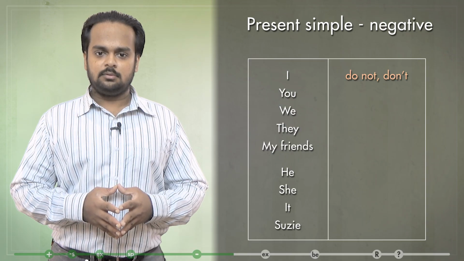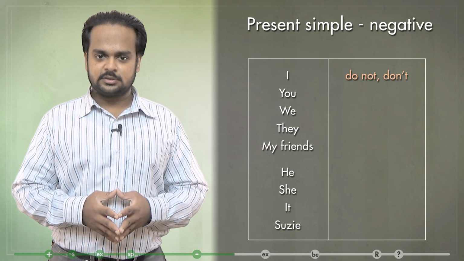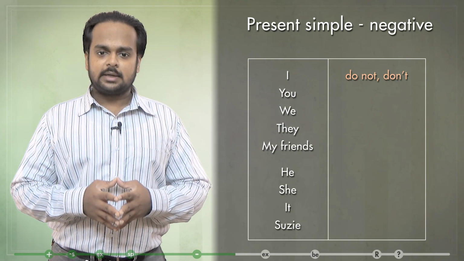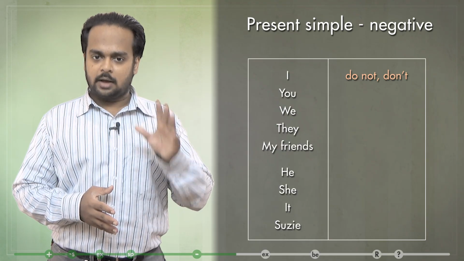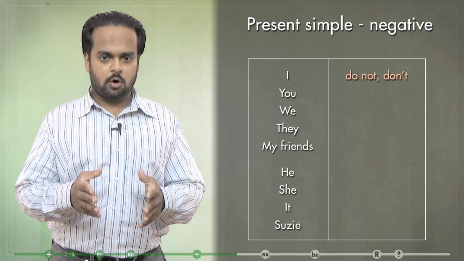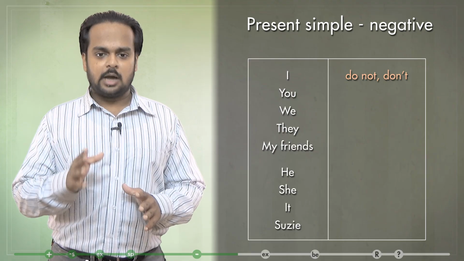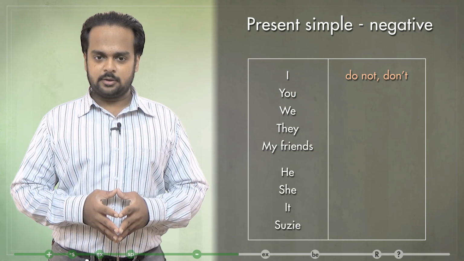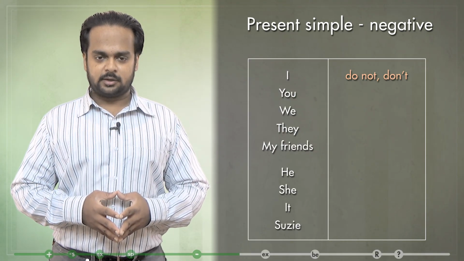Here's the form table for present simple tense sentences. I want you to fill in the correct negative form for all the other subjects. If you're not sure, just take a guess. Stop the video if you want, think about it, then play the video again and check.